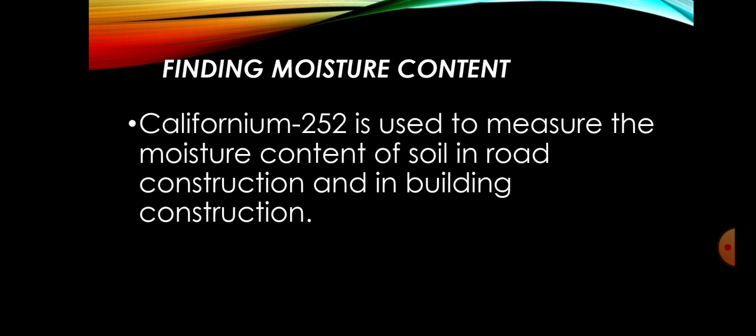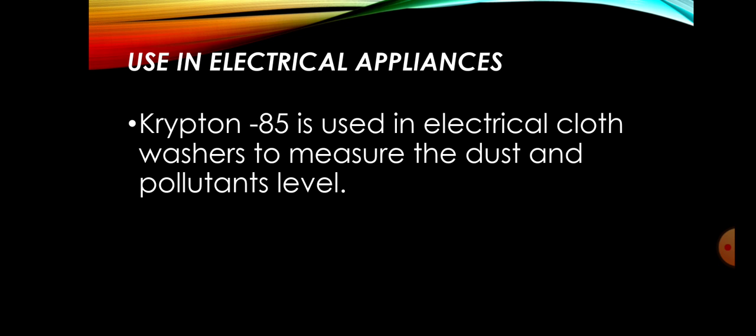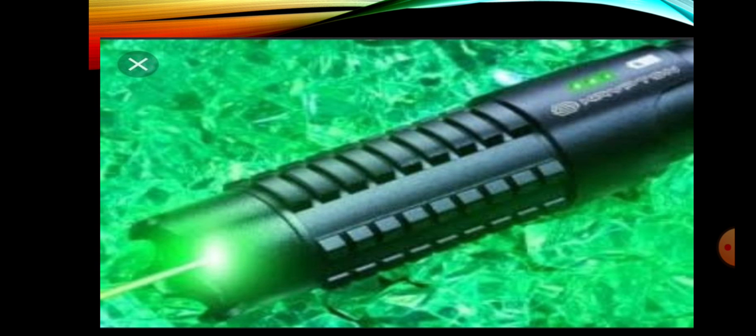Californium 252 is used to measure the moisture content of soil in road construction and in building construction. Then, in the last, we can discuss electrical appliances: krypton 85 is used in electrical clothes washers to measure the dust and pollutant levels.